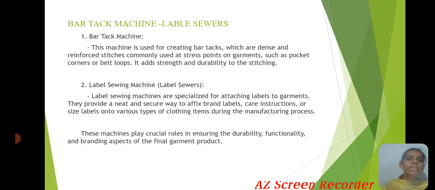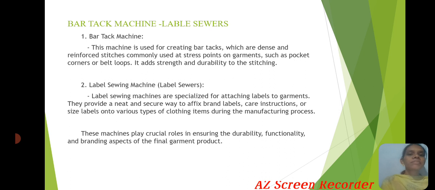Bar tack machine, label sewing machine. Bar tack machines: this machine is used for creating bar tacks, which are dense and reinforced stitching, commonly used at stress points on garments, such as pocket corners or belt loops. It adds strength and durability to the stitching.